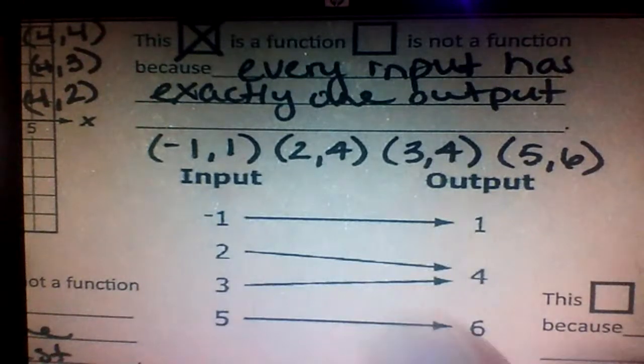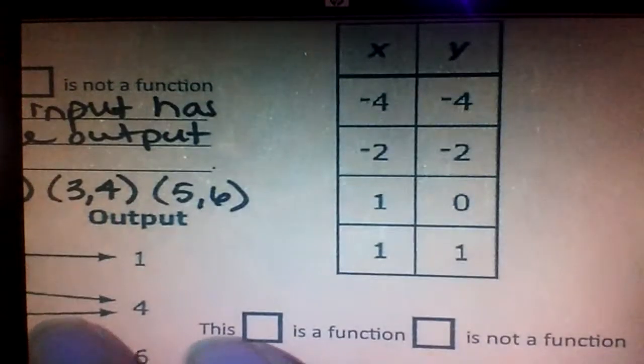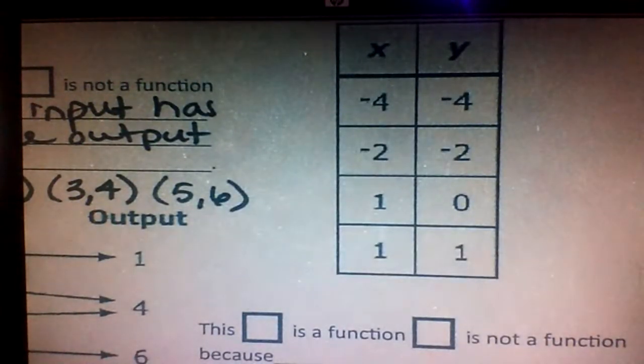Okay. What about this last one? No. Okay, I hear no. Why is this not a function? Your one is in two different relationships. It's in a relationship with 0 and a relationship with 1. You cannot be in more than one relationship if you are X. So this is not a function.